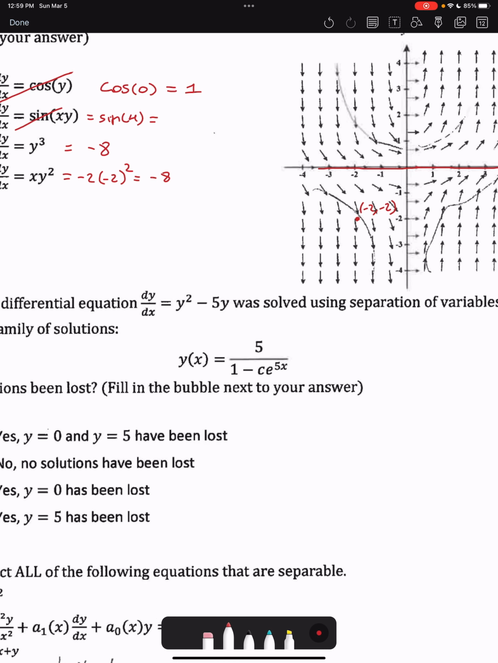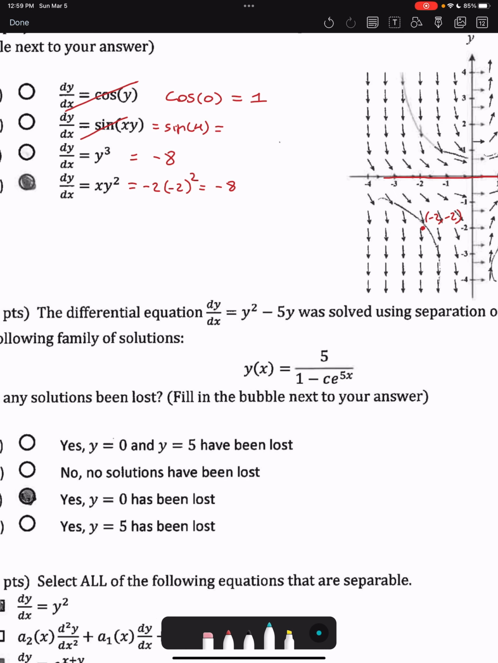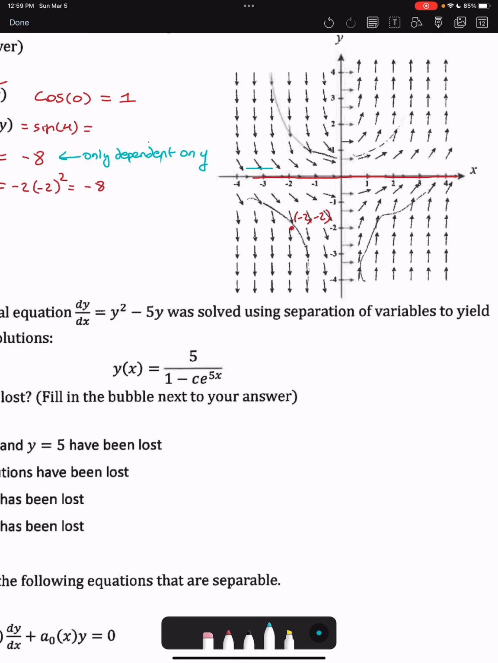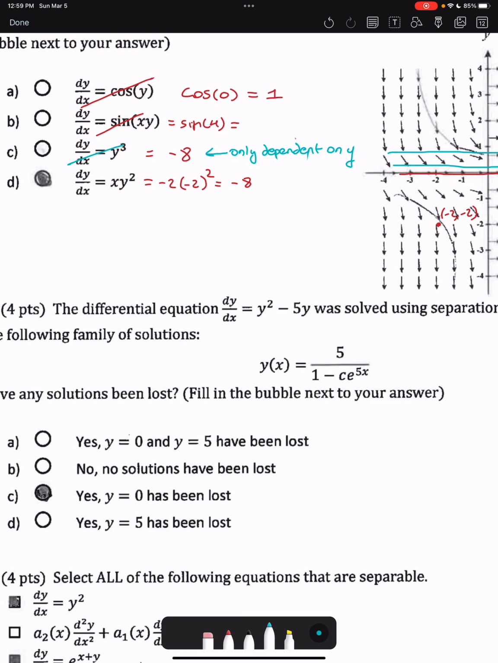Now let's see. This one says it's only dependent on the y. This one's only dependent on y, which would mean that as we move along this way, we should all have the same values. But we see that we don't, so we can take that one out. So we're left with this one.